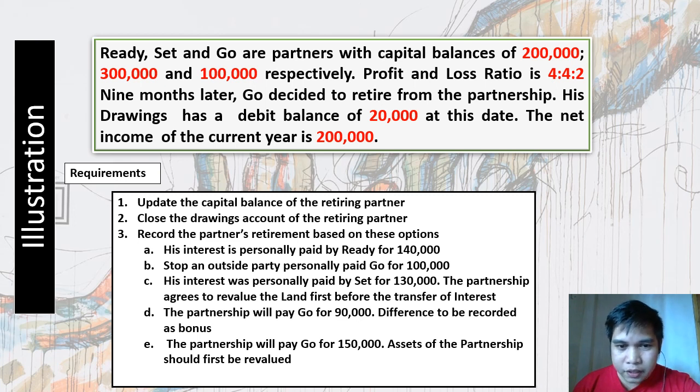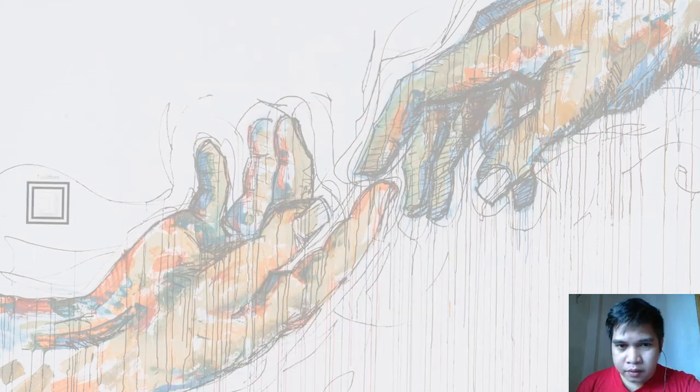The partnership agrees to revalue the land first before the transfer of interest. Letter D, the partnership will pay Go for 90,000 pesos, difference to be recorded as bonus. Letter E, the partnership will pay Go for 150,000 pesos, asset of the partnership should be first revalued. So, let's proceed first dun sa ating first requirement tsaka second requirement.